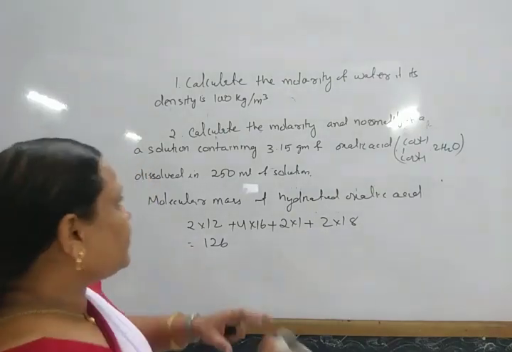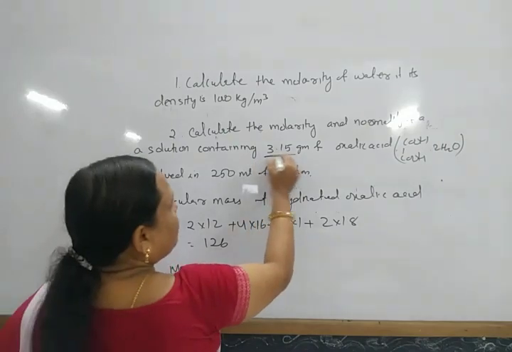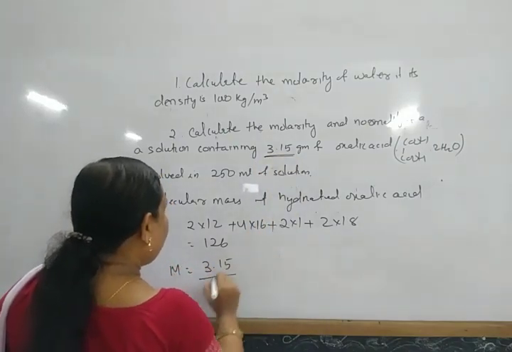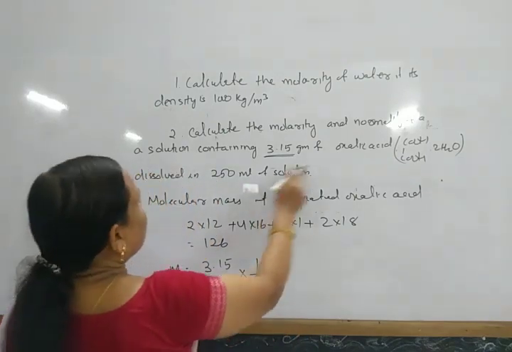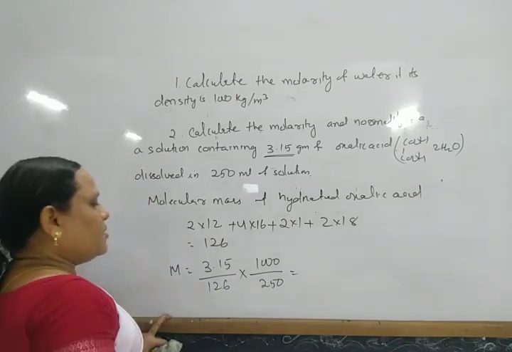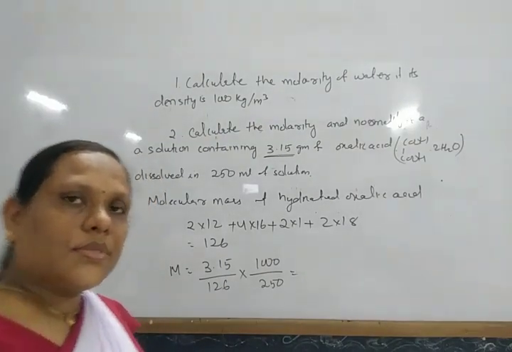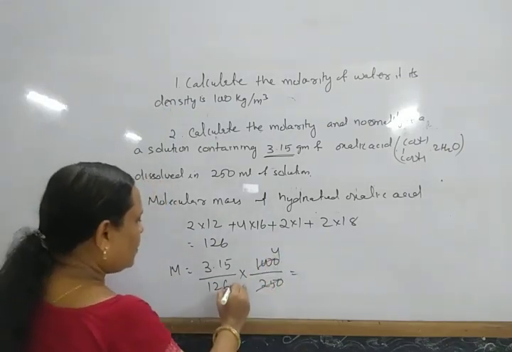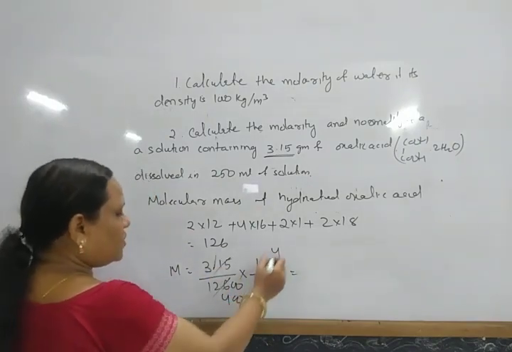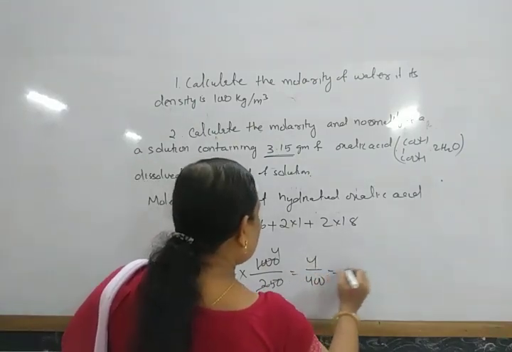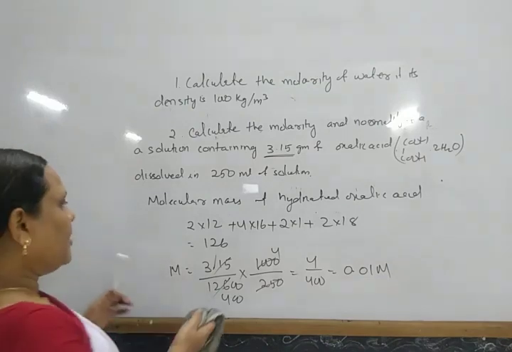Next, what is its molarity? Weight given is 3.15 gram, so 3.15 by 126 into 1000 by volume, 250. That is 3.15 by 126 into 1000 by 250, which gives 0.1 M. Okay, next find its normality.